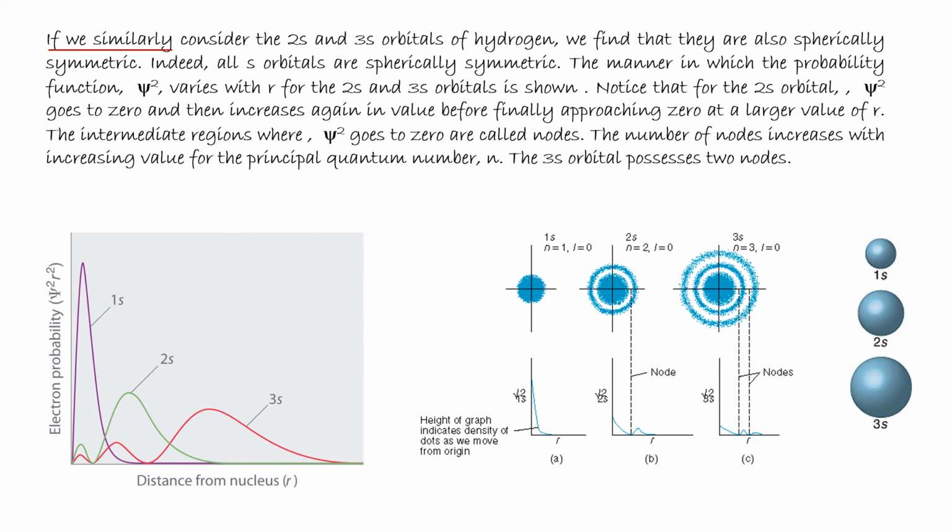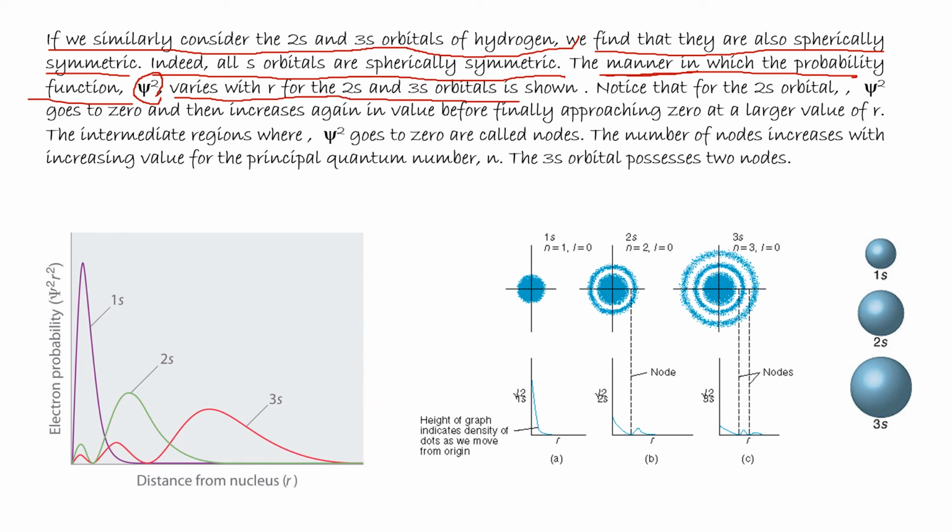If we similarly consider 2s and 3s orbitals for hydrogen, we find that they are also spherically symmetric. Indeed, all the s orbitals are spherically symmetric. The manner in which the probability function ψ squared varies with r for the 2s and 3s is shown here. Okay, that's 2s and 3s.